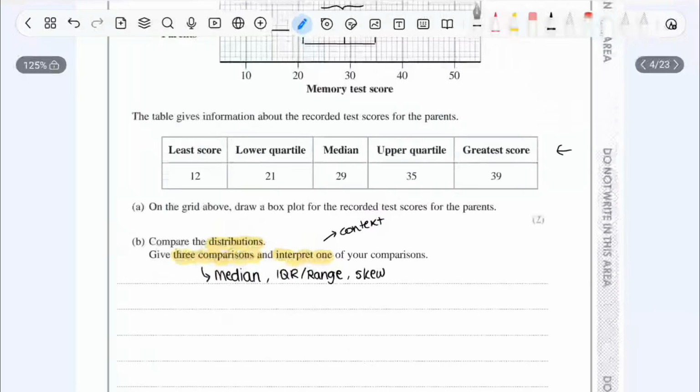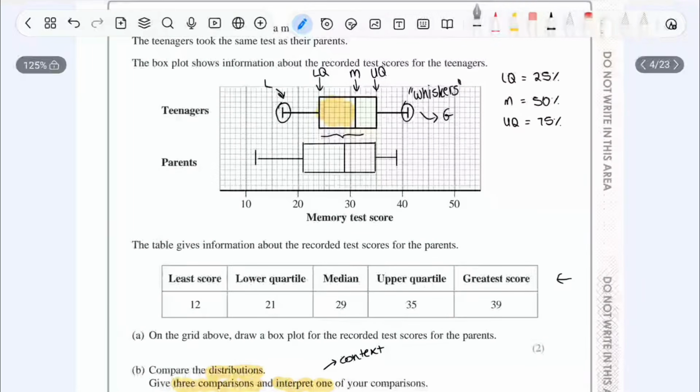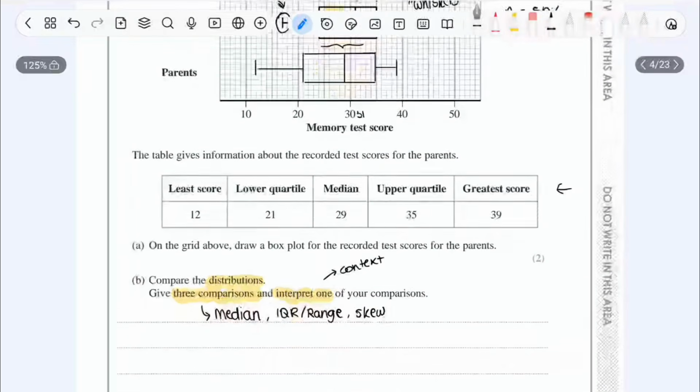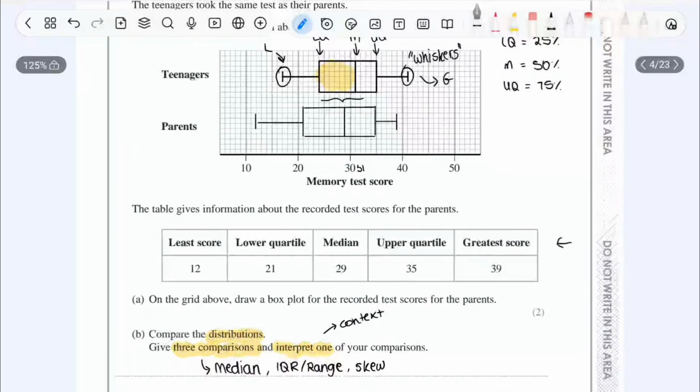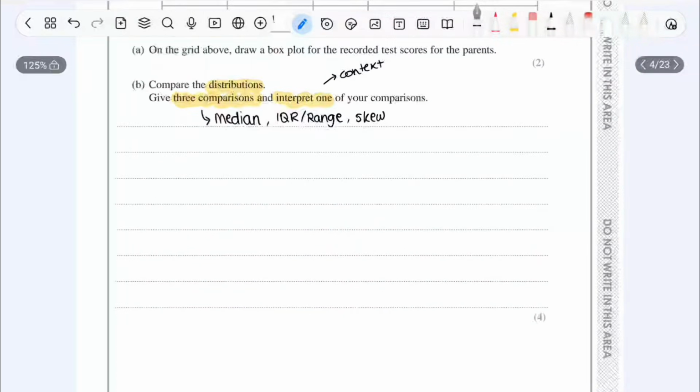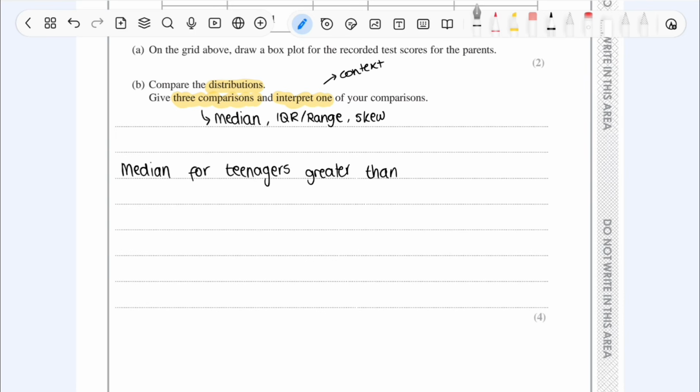So then let's look and actually go to the box plots. Now we can see the median at the teenagers part, if you read it off, is approximately, or it is at 31, which is here. And we can see that the median we've been given was 29. So we can say the median of the teenagers was greater than the median for the parents. And that's your first mark.